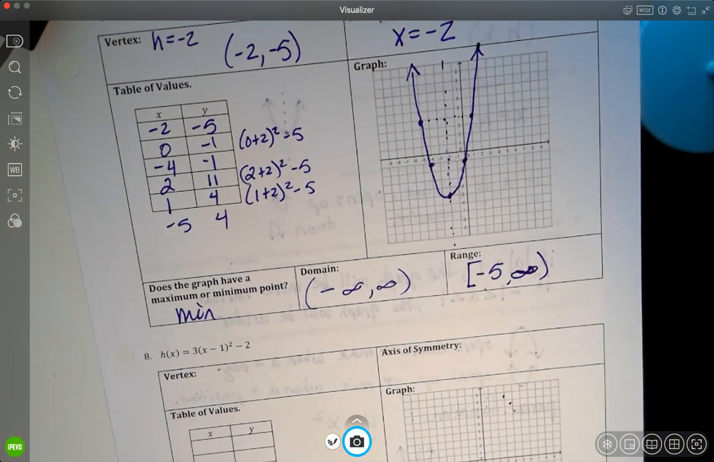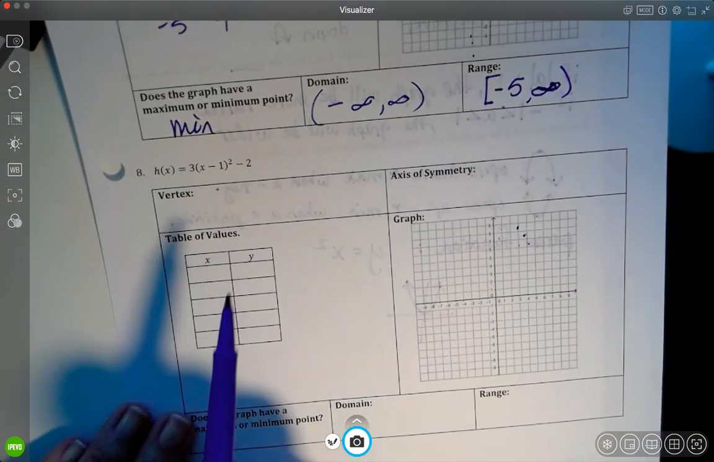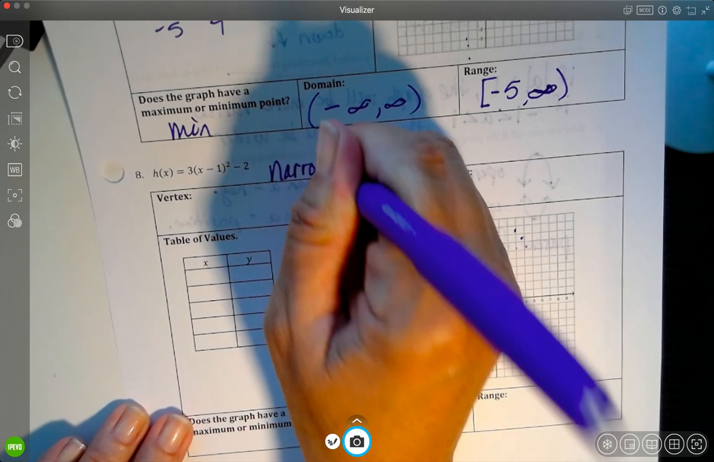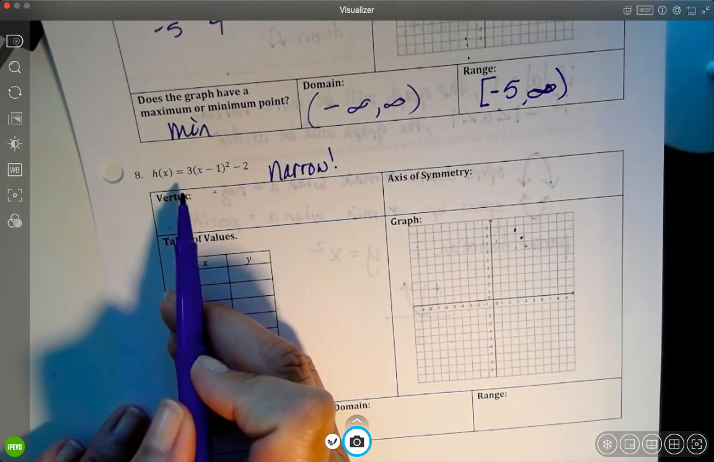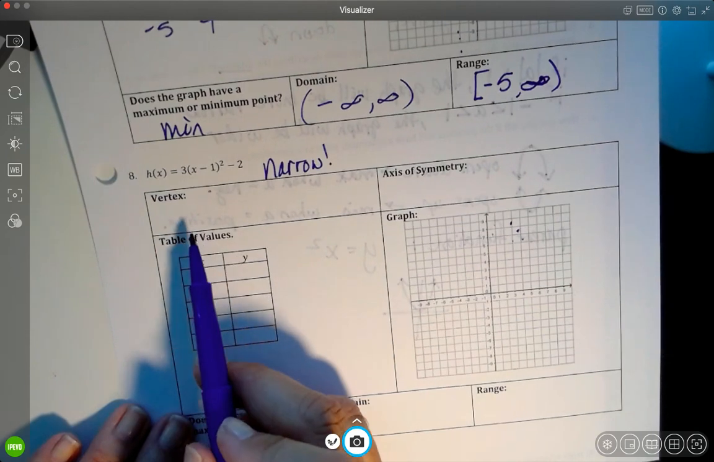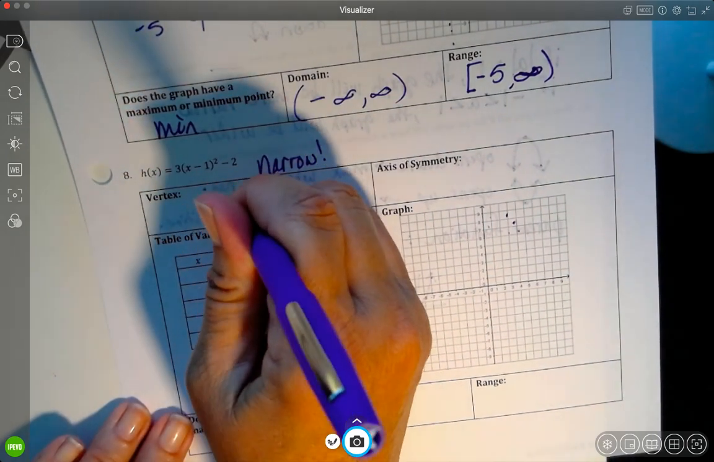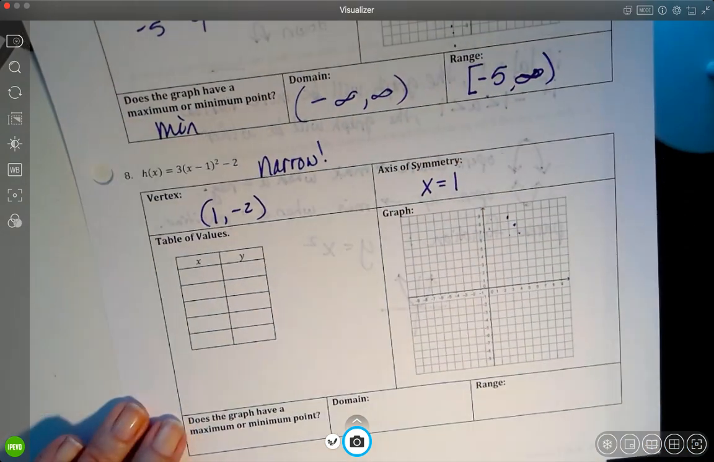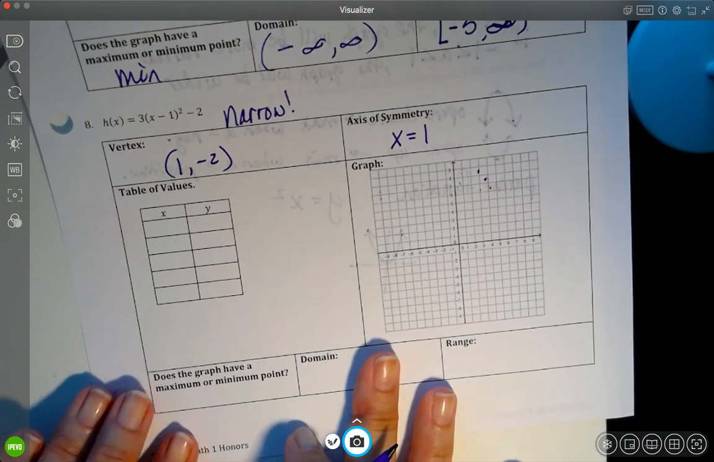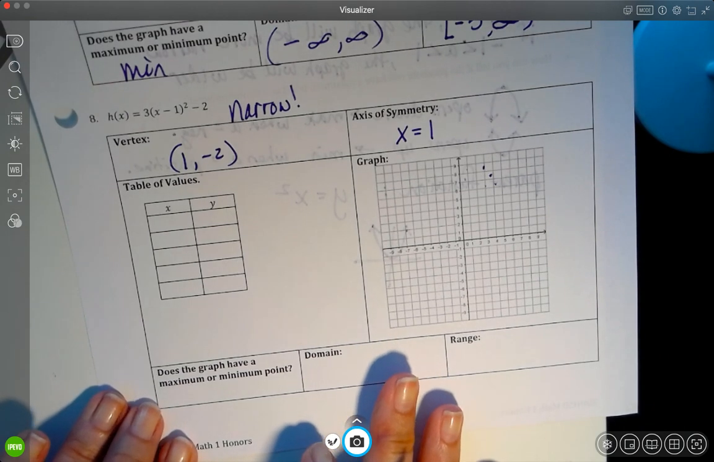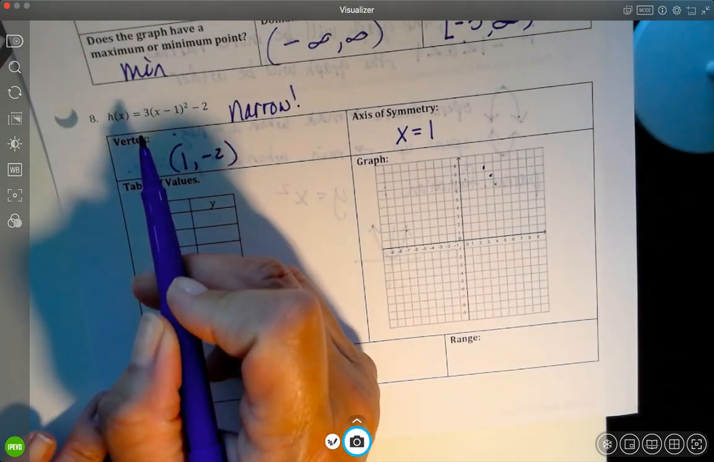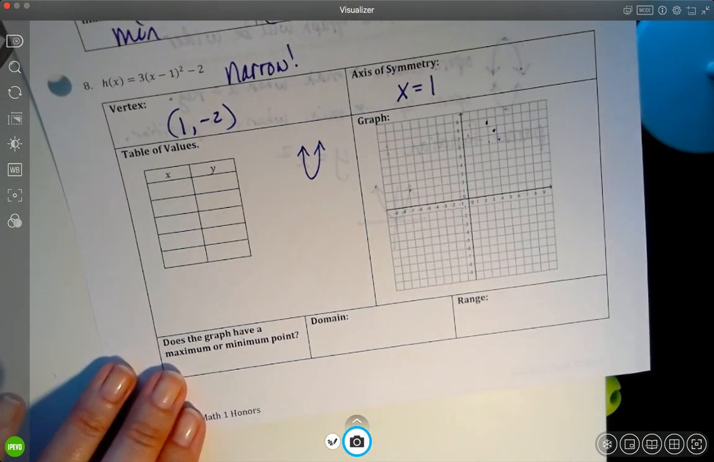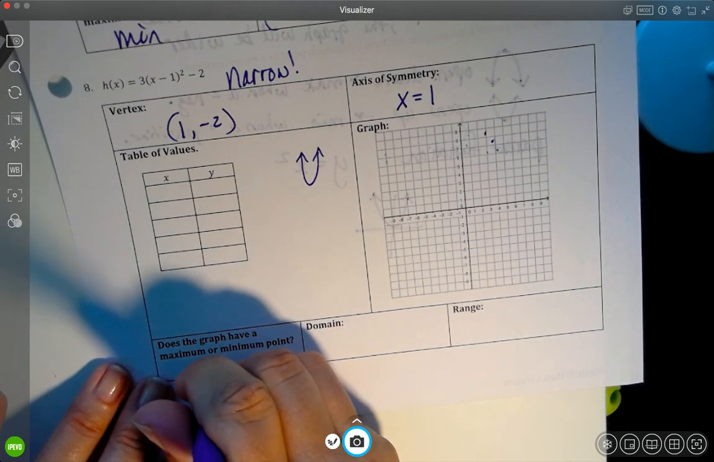All right, one last one. You already know it's going to be narrow because a is 3. It's going to be super skinny. Your vertex is 1, negative 2, right? h, k. Your axis of symmetry, x equals 1. And then you could go ahead and graph it, but a is positive 3. So you already know it's going to look like this. So a is positive 3. That means it has a minimum.